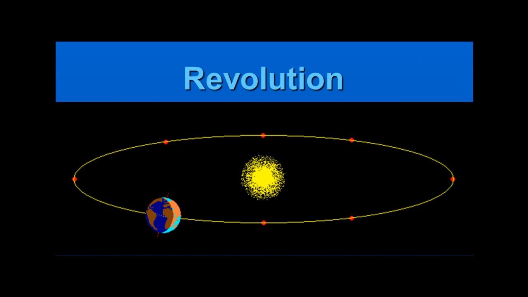Okay, now let's talk about the action of the Earth revolving around the sun. In your notes, write that it takes 365.25 days for the Earth to orbit the sun. Just a little longer than 365 days.